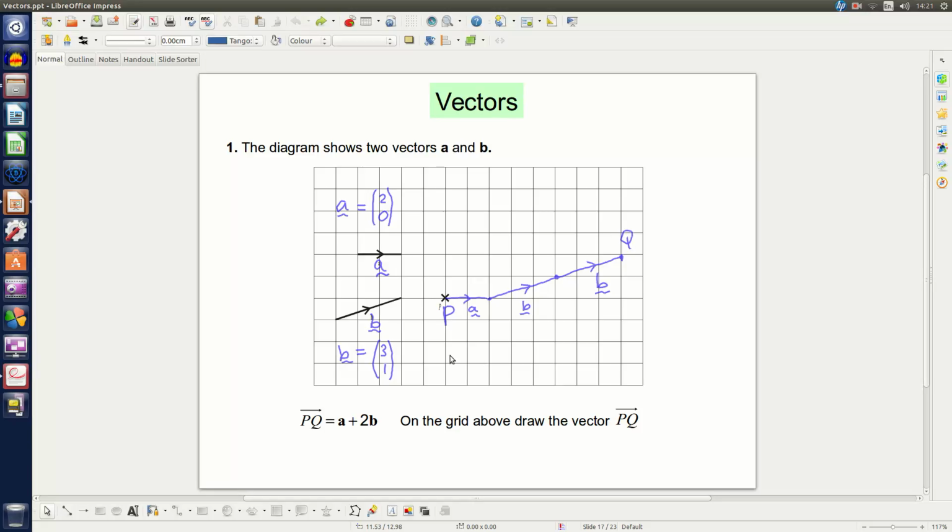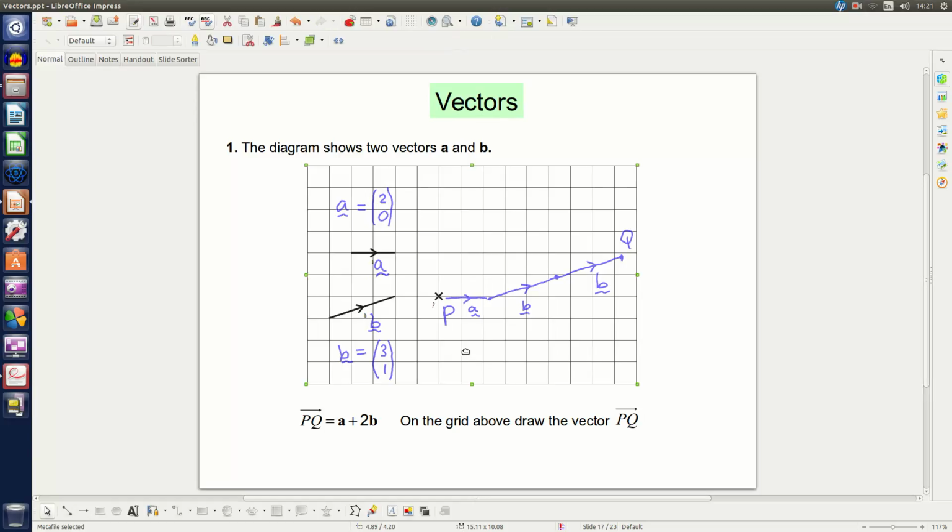And now what I wanted to point out is if you actually do A plus 2B, that's going to come to (2, 0) plus 2 times (3, 1), which is (6, 2), which comes to (8, 2). Now how does that relate?